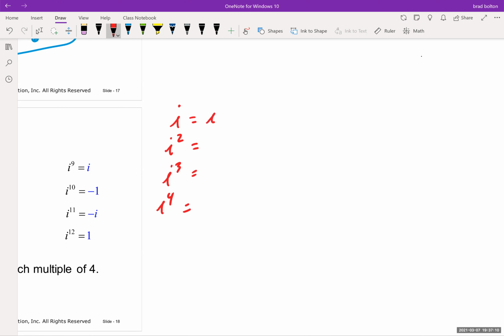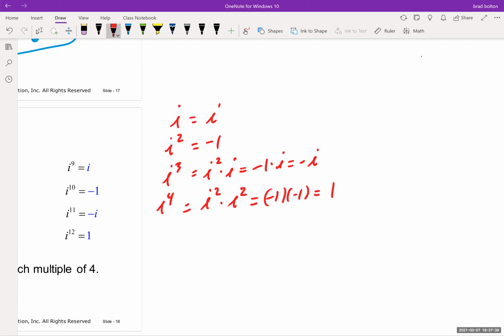So we know that this is just i to the 1, right? But i squared we know is -1. But i cubed we know is technically i squared times i, which is actually -1 times i, which is actually -i. i to the 4th is actually i squared times i squared. So this becomes -1 times -1, which would become 1.